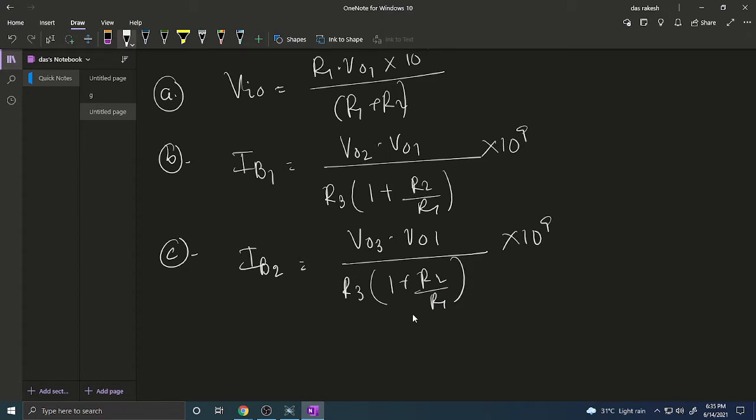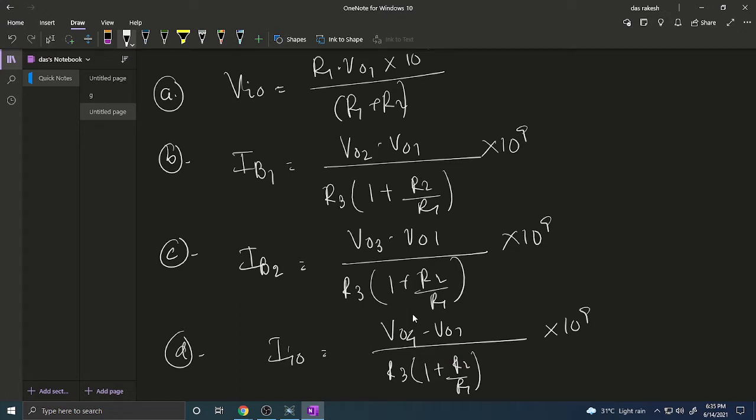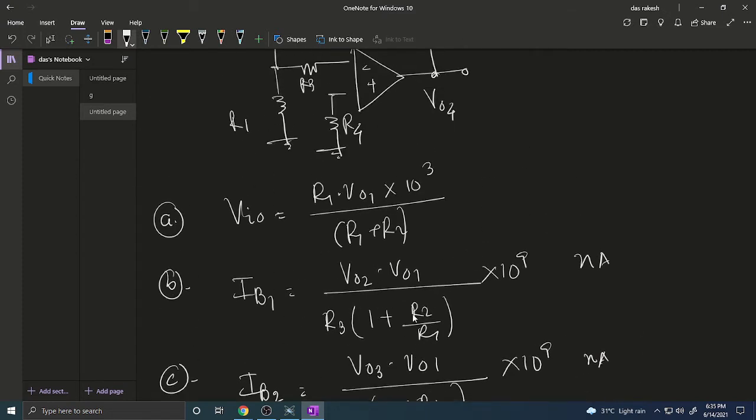That's why 10 to the power 9 is included here for the dimension. And the last one, input offset current. This formula is V04 minus V01 divided by R3, divided by 1 plus R2 by R1. This formula is very important, otherwise we don't get any idea about how to measure this current. So these 3 parameters are in nanoampere and these are in millivolt.